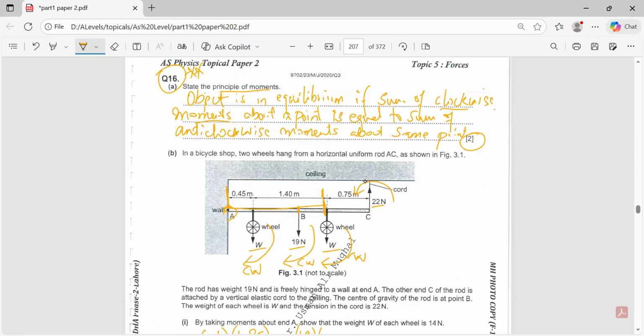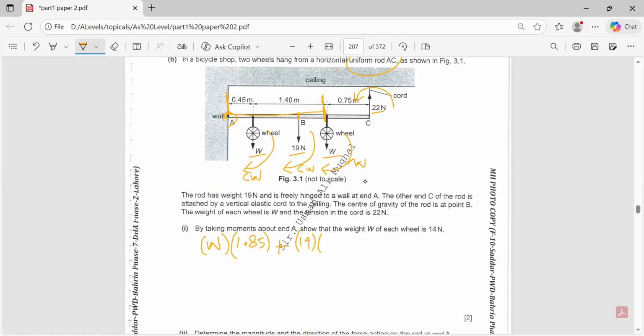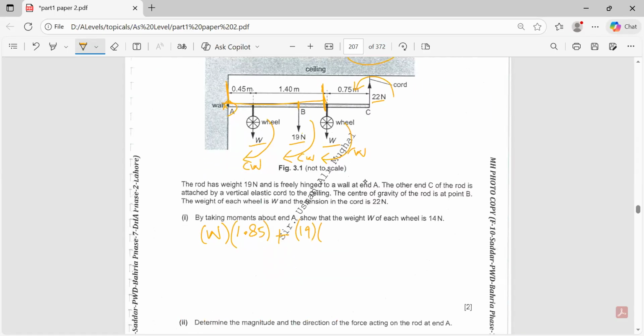It's a uniform rod, so the weight will be hanging from the center. The whole length is almost 1.4 and 1.85 and 15, approximately equal to 2.6. The half of 2.6 will be 1.3. Plus another weight is W, and this weight W is at a distance of 0.45.